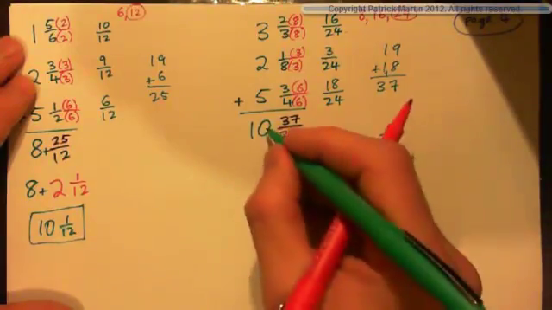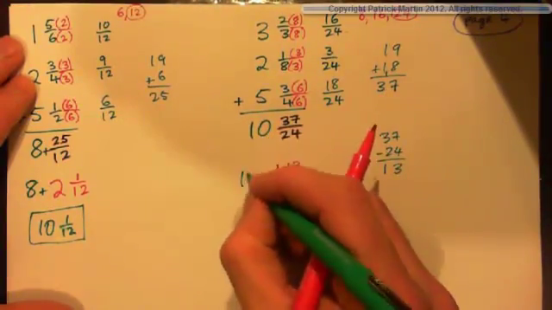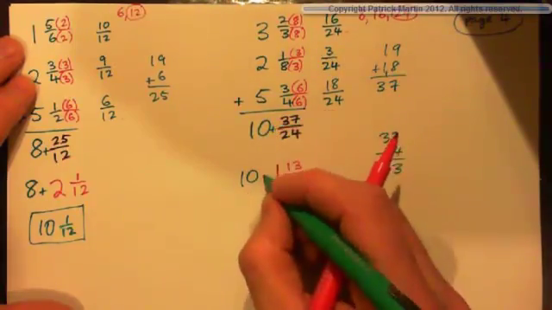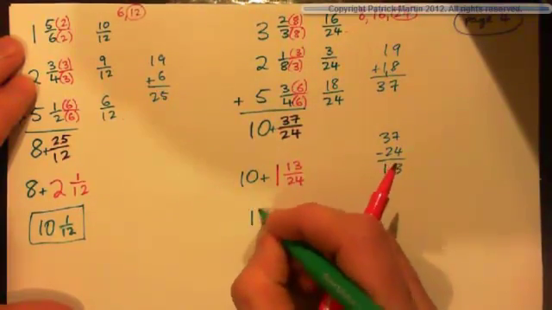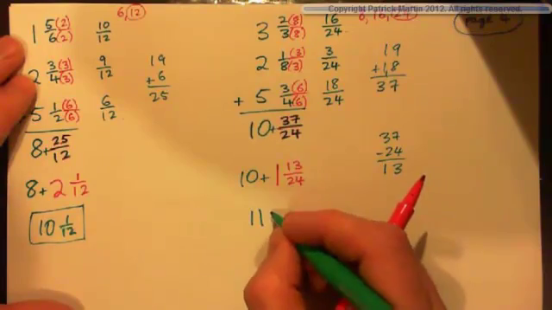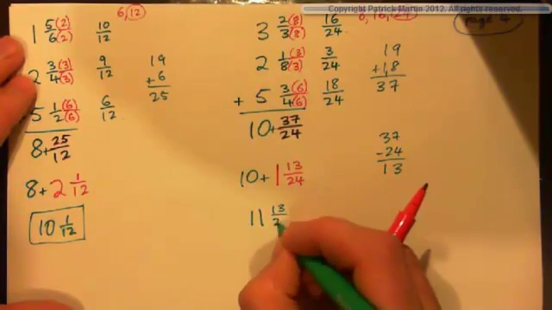Of course, what do you do with the 10? That doesn't disappear, right? It's 10 plus that, right? So that's 11. 10 and 1 is 11. 11 and 13 24ths. Okay.